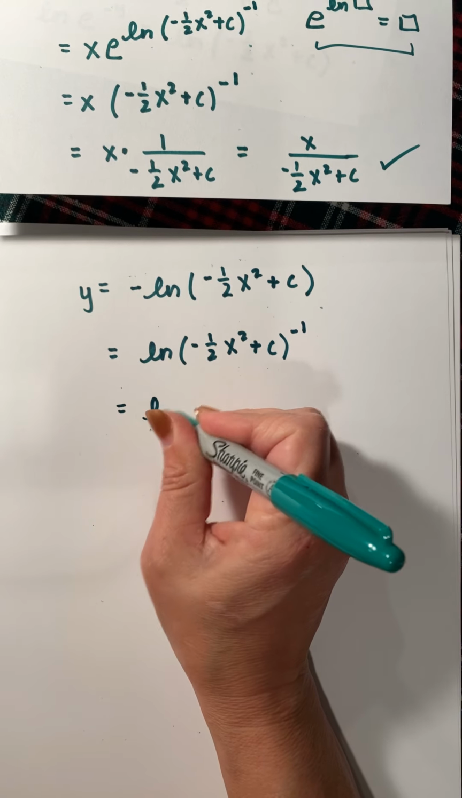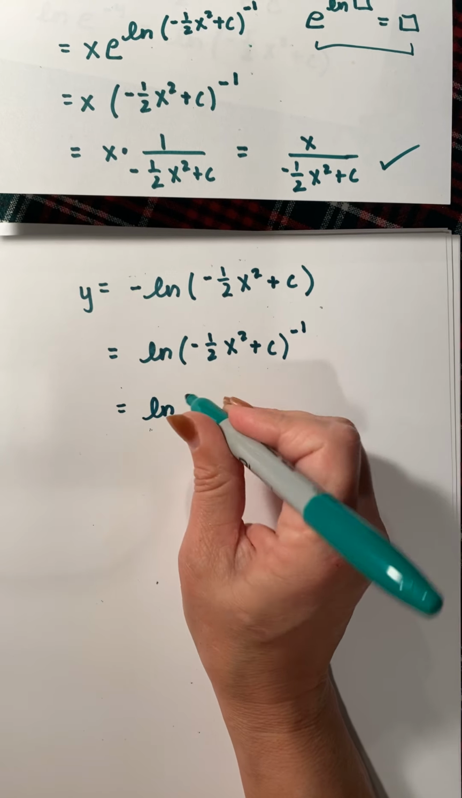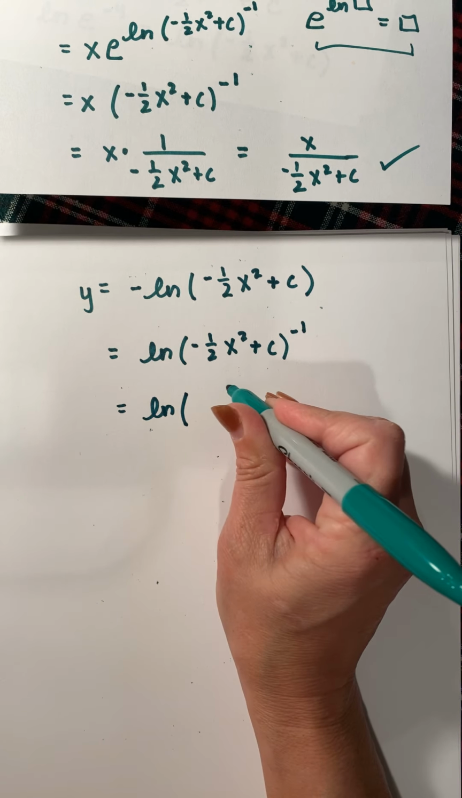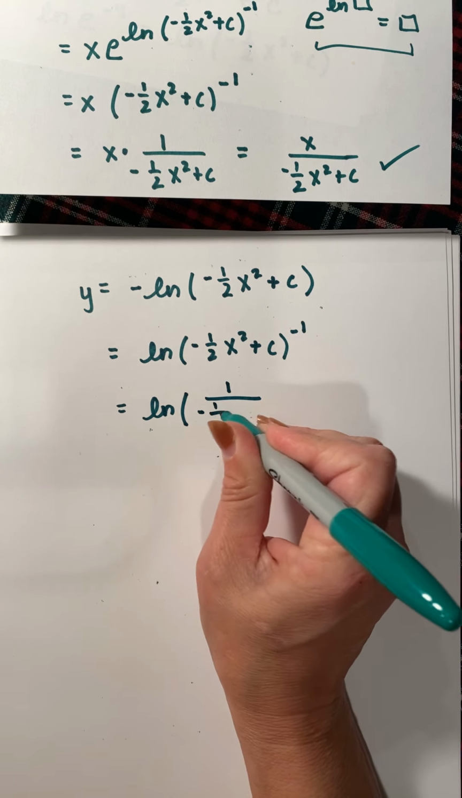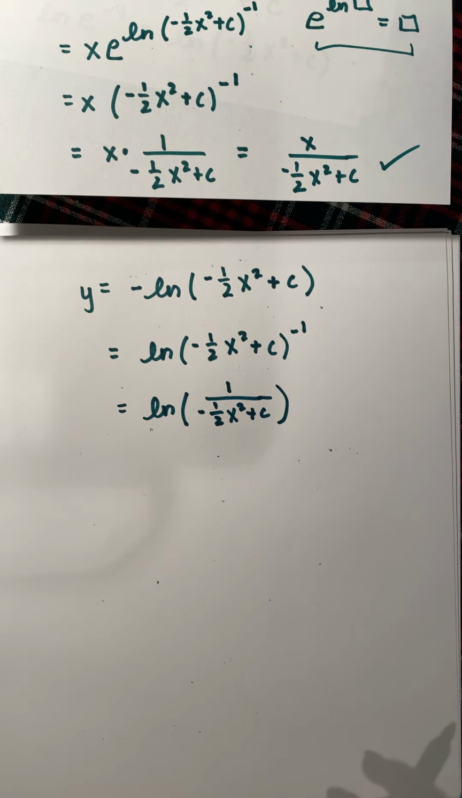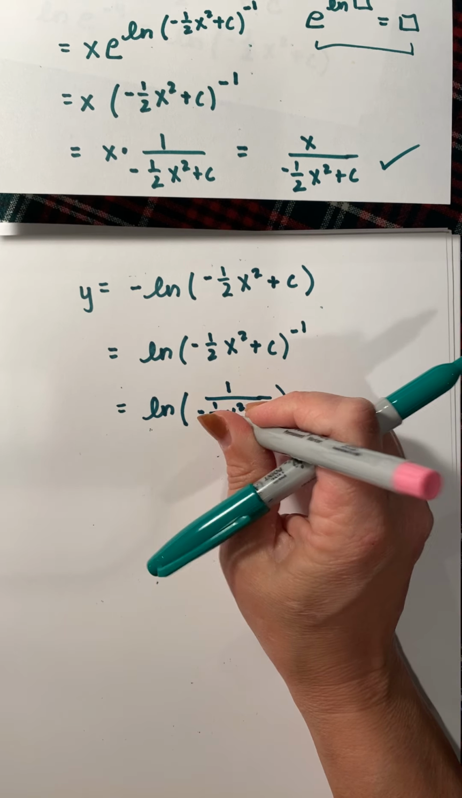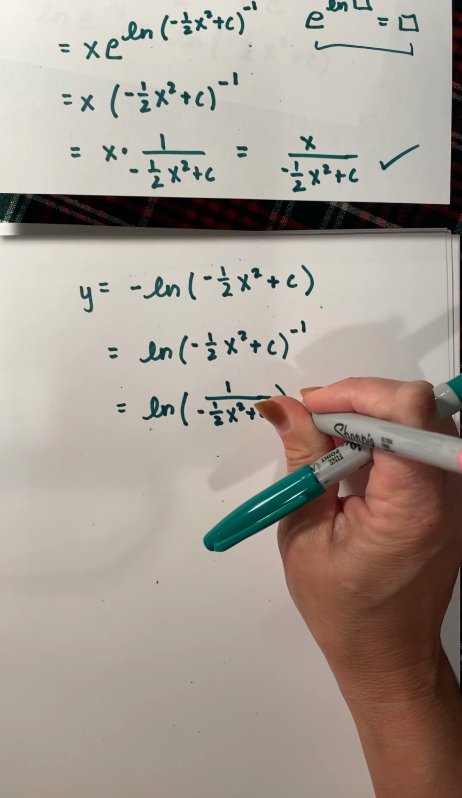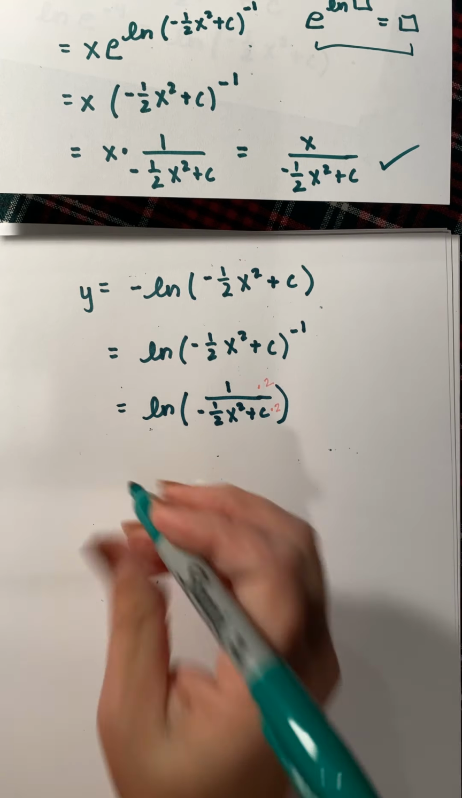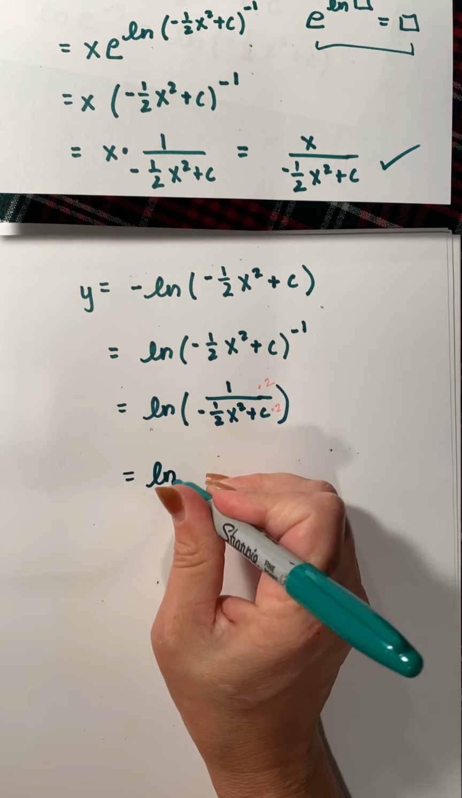So this could also be the natural log of 1 over negative 1/2 x squared plus c, right? We can write it like that. Now, even crazier, some textbooks don't like fractions in fractions, so we really could get rid of this fraction in the denominator by multiplying the numerator and the denominator by 2. And you might see the answer like this.